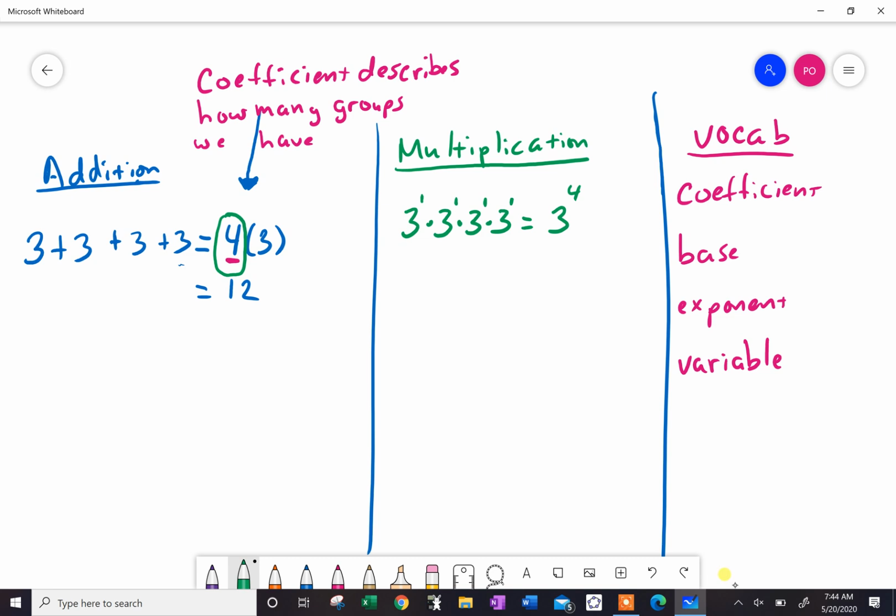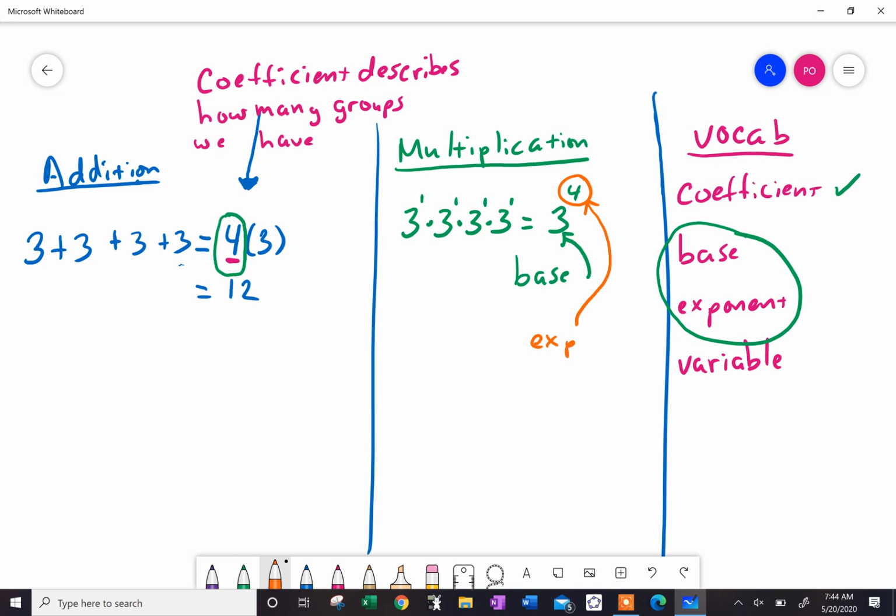So coefficient was used when I'm adding. But these two terms I'm going to use when I'm multiplying. The 3 is my base, and that tells me what my number is. And the 4 is my exponent. And this tells me how many times I'm multiplying the 3 by.